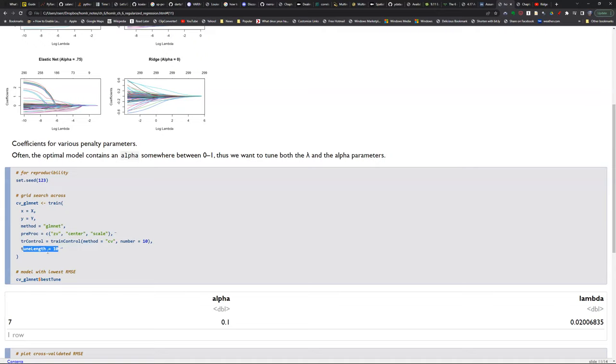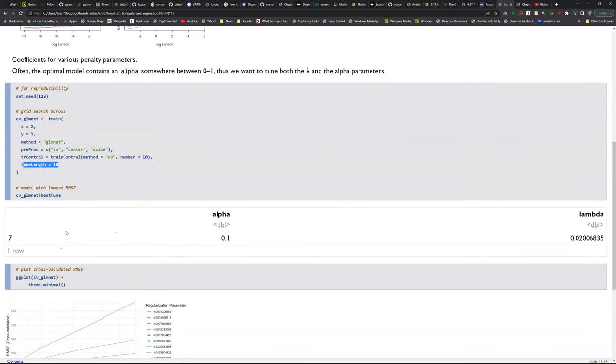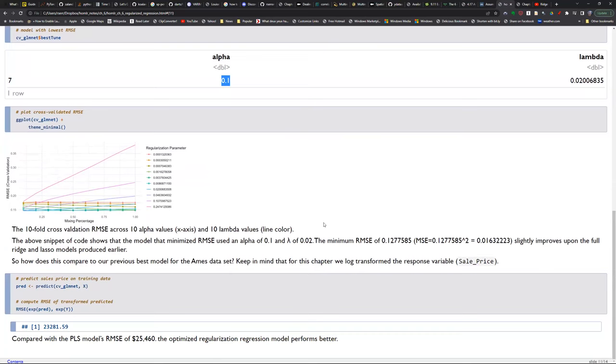All right. So when we run this, we get the best tune with the lowest RMSE, now it's RMSE, not MSE, right? Because we're doing the train, it's a different function. It's the seventh fold, with an alpha of 0.1, okay, which reminds us of the ridge, right? The ridge had a 0.12. And then the lambda is going to be 0.02, okay? A couple of numbers here.